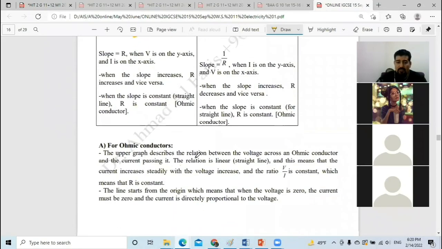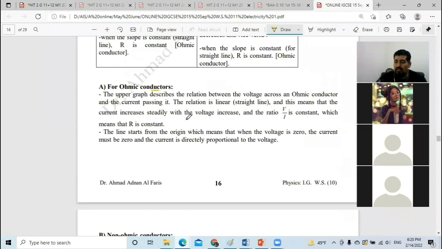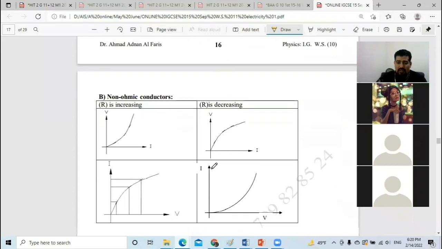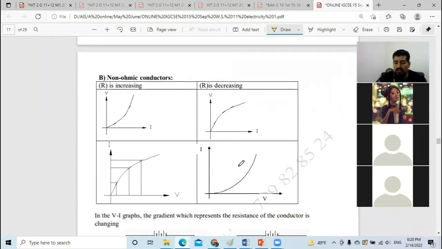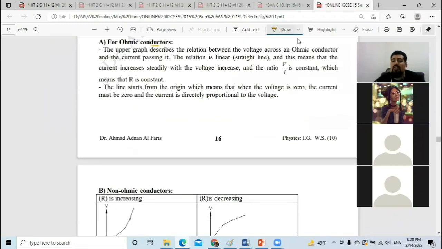But for non-ohmic conductor materials, of which we have many, their graphs will not be a straight line. They will be curved lines like this. As you can see, they are not straight lines. That means the gradient keeps changing. And we have in our syllabus 3 different materials that are non-ohmic, and they ask about them. I'll draw 3 of them. Voltage with current. Its graph will be going up like this.